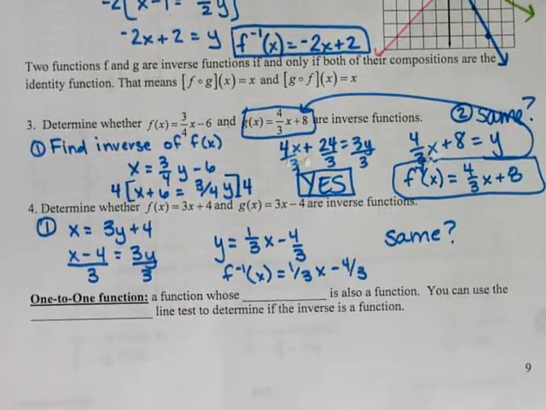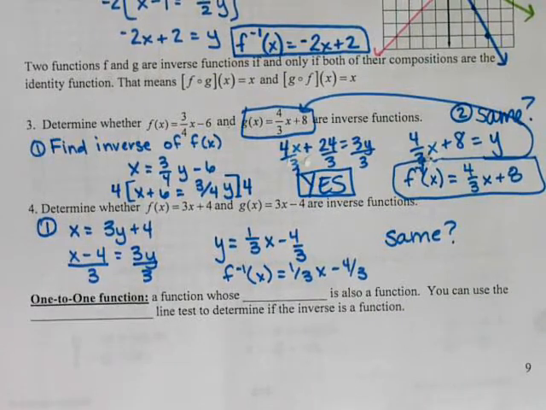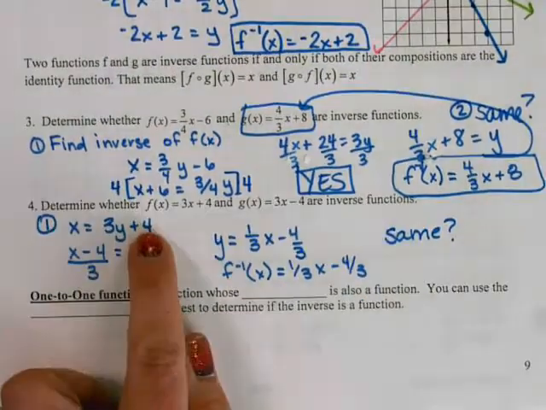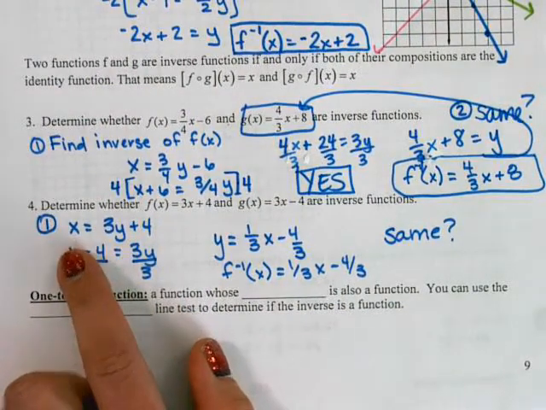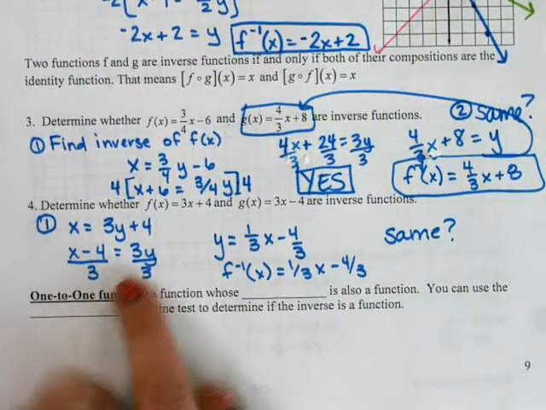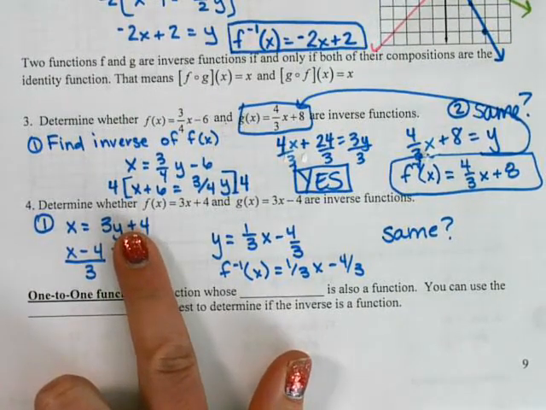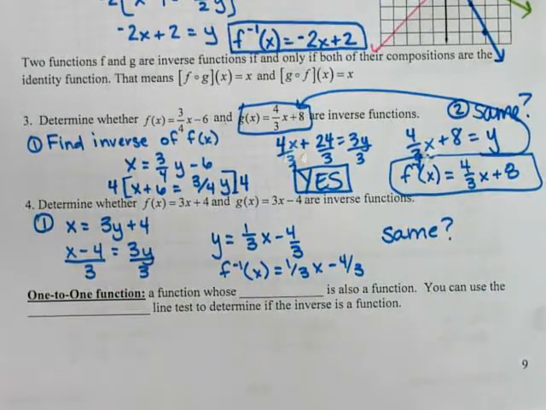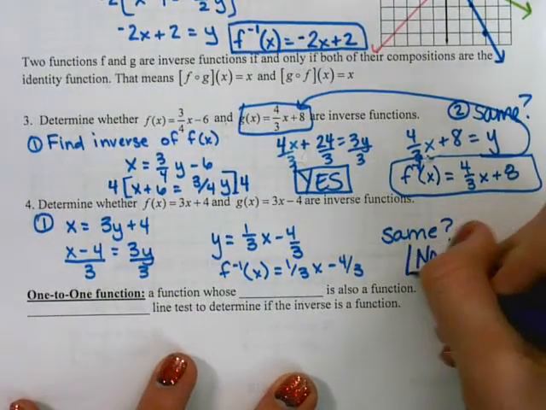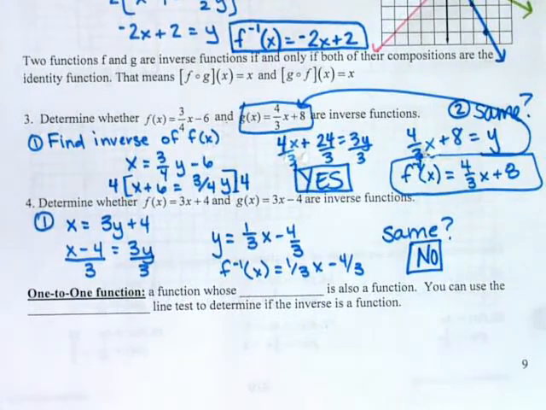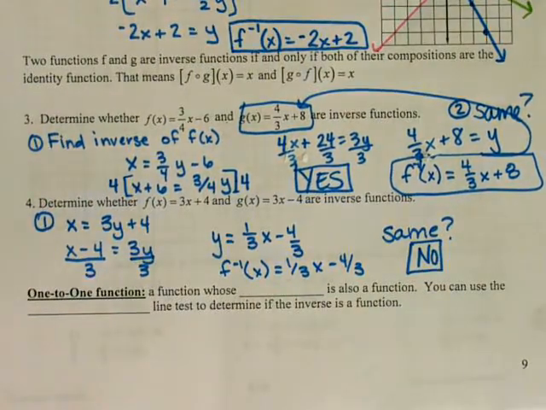What do you think? No. No, they're not the same, right? My inverse I got, so I switched the x and the y. So I got x equals 3y plus 4. I subtracted 4. Then I divided everybody by 3. You could even leave it right there if you want. I don't mind. So they're not the same. So those guys are not inverses of each other. Questions on that?